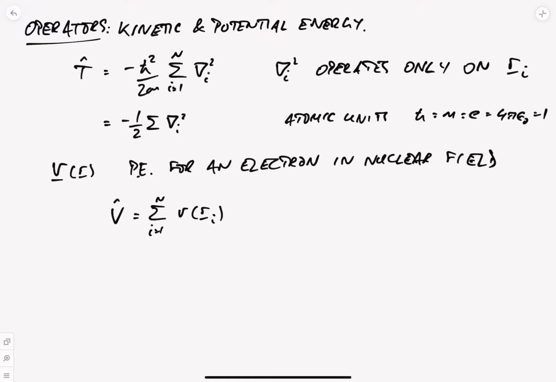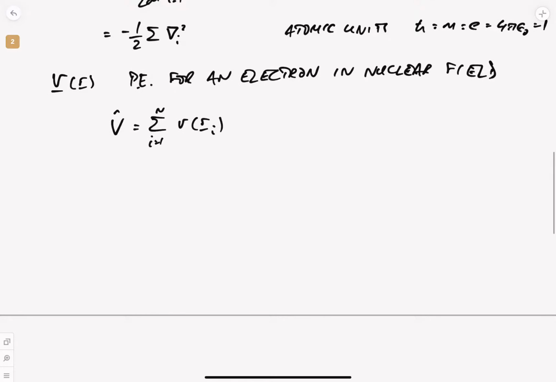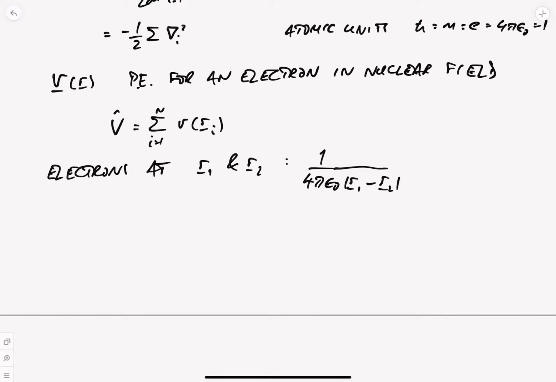Frequently in condensed matter, we will use an approach called pseudopotentials, and that is something which we will cover in a later lecture. The interaction between electrons is a simple electrostatic one. So if we have electrons at two positions, at r1 and r2, then the interaction is just a simple 1 over 4 pi epsilon naught magnitude of r1 minus r2, which in atomic units is just simply 1 over the magnitude of r1 minus r2, which I find simpler to write.